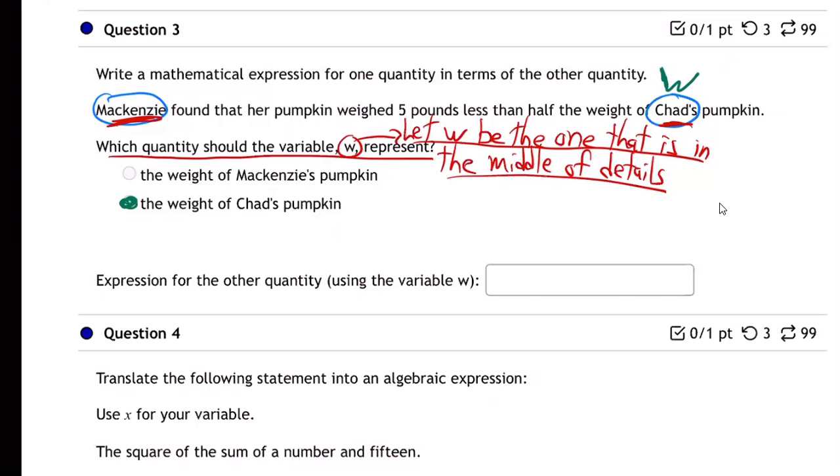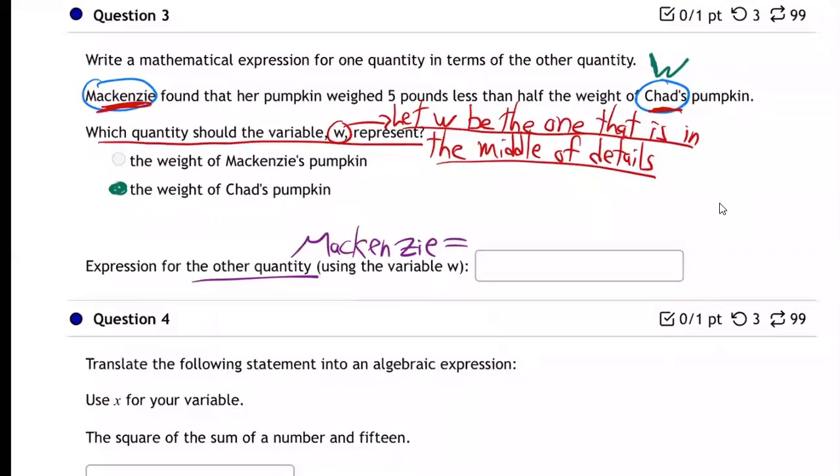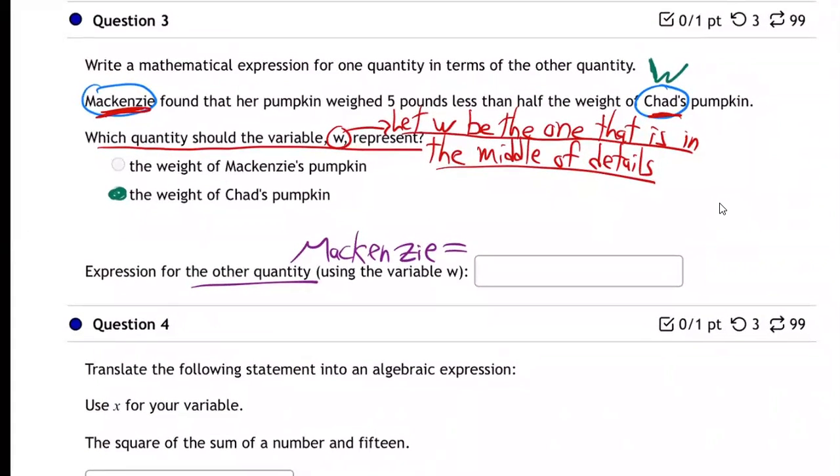Okay, so great. That's W. So coming on down here, the other quantity has to be Mackenzie, because we've already got W as Chad. So we want an expression for Mackenzie's pumpkin. That's the other quantity, since Chad is W. So what's the expression for Mackenzie?